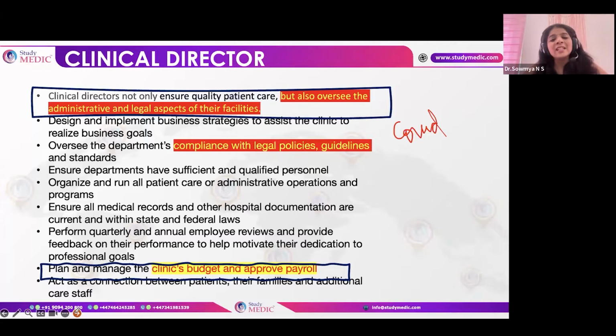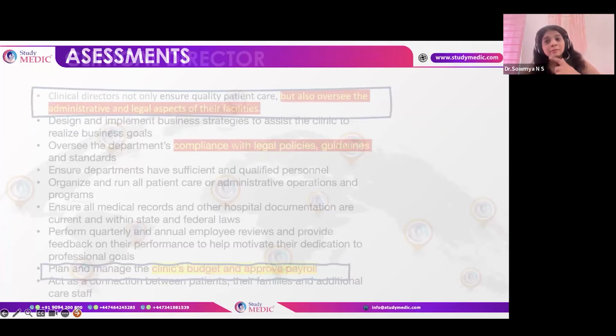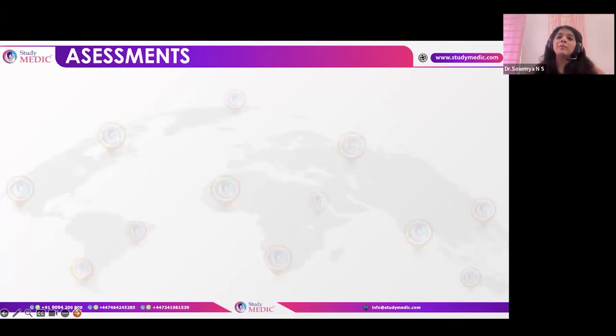Okay. So these are the bridge between the patients and the families and the additional care staff; the clinical director would be taking care along with the doctors and the patients. Now, those are the three people whose roles and responsibilities you should be knowing. Of course, for the rest, like the college dean and the training program director, everybody has individual responsibilities, but these are a little tricky. That's the reason I spoke about them.